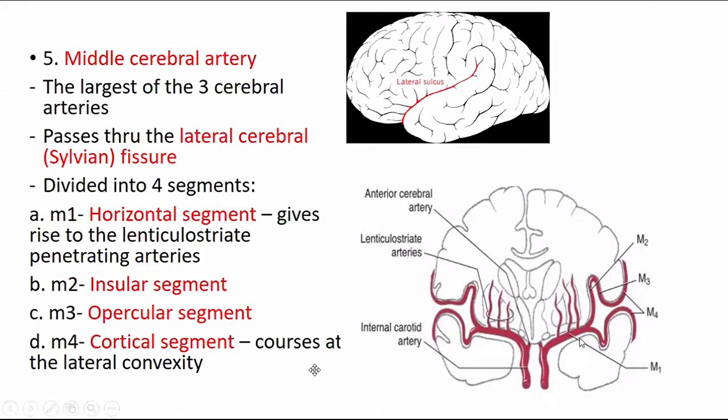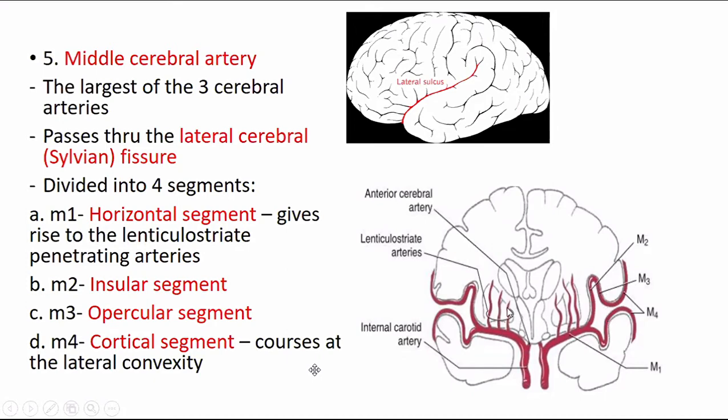These are actually the segments where thrombus or emboli are more commonly lodged, in this area. The middle cerebral artery is divided into 4 segments. We have the horizontal segment, which gives off the lenticulostriate arteries, smaller perforating or penetrating branches. We have the insular segment, M2. We have the opercular segment, and the cortical segment, M4, which supplies the lateral convexity of the cerebral hemispheres. So M1, M2, M3, M4.